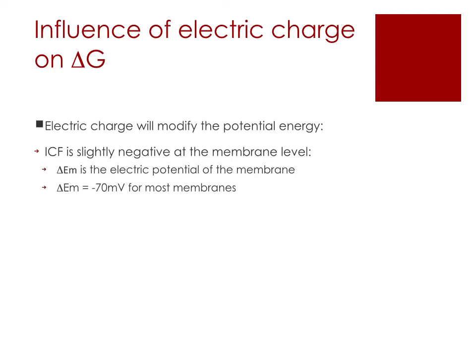Because the inner leaflet of the membrane has a slightly negative charge, it gives an electric potential to attract positively charged substances. We consider that for most cells, the membrane potential is around minus 70 millivolts, but this can be very variable. We know cells that have a membrane potential of minus 90, and there are cells that have an electric potential of minus 10. So this really depends on the cell type, but we consider that roughly the average is minus 70.